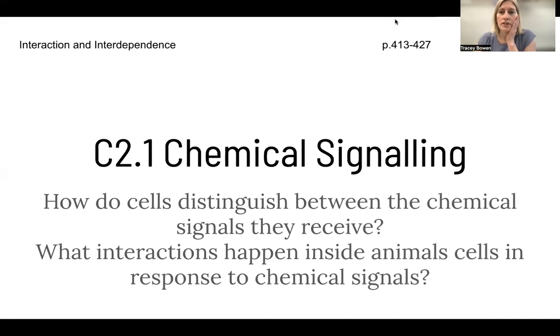We're going to be looking at pages 413 to 427, and we're looking at C2.1, which is chemical signaling for HL students. So we're trying to think about how do cells distinguish between the chemical signals they receive and what interactions happen inside animal cells in response to chemical signals. And we're thinking about interaction and interdependence here.